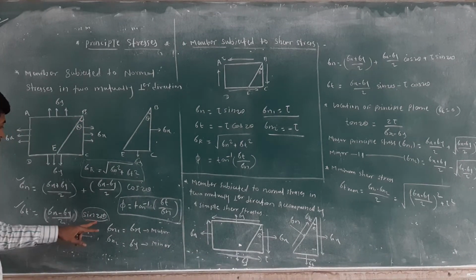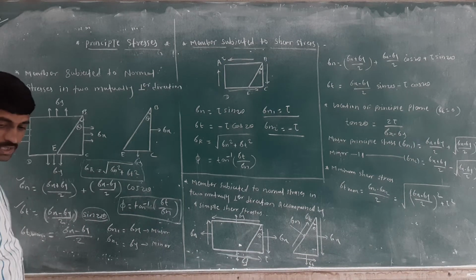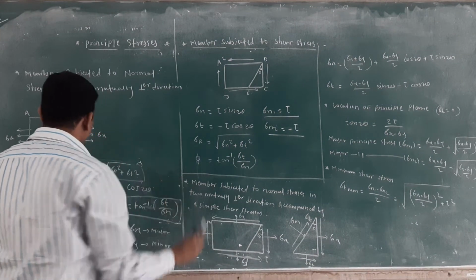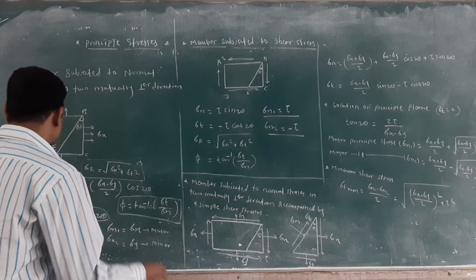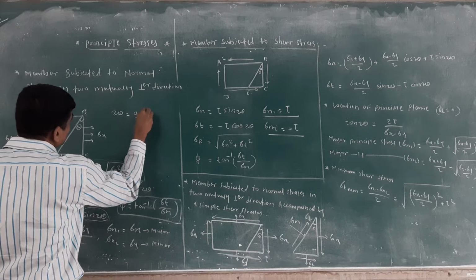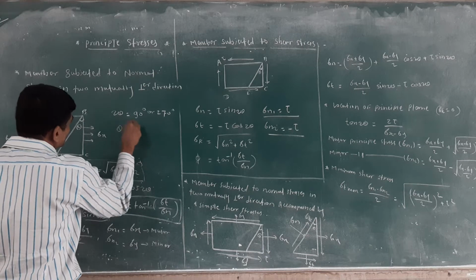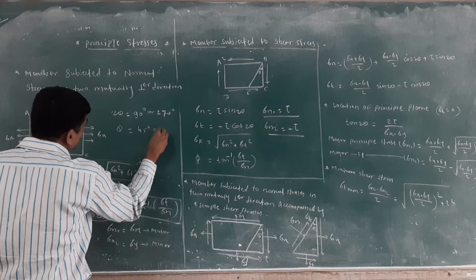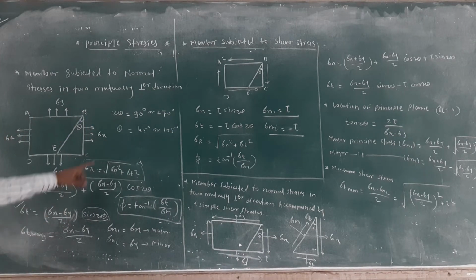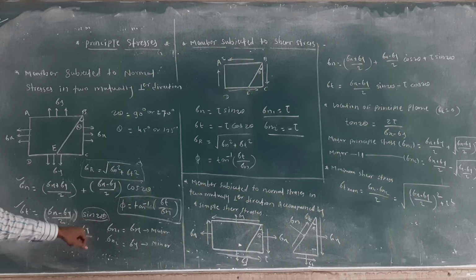Sin 2 theta is equal to 1. Means 2 theta value is how much? Anybody can tell me what is the value of 2 theta? For this inclined plane, 2 theta is 90 degree or 270 degree. And what is the value of theta? It is 45 degree or 135 degree. If we put this value, then sin 90 is equal to 1, you will get 1.